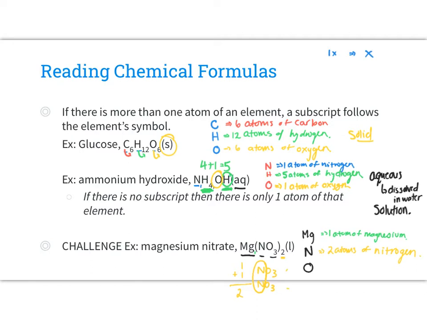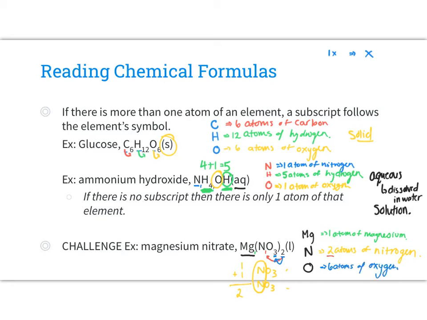Or what you can do is you can simply multiply the subscript of nitrogen by the subscript outside the bracket. So because there was a 1 here, technically we multiply the 2 by 1 and we get 2 atoms. If we follow that same idea for oxygen, multiply the oxygen subscript by the subscript outside the brackets, 2 times 3 is 6 atoms of oxygen.